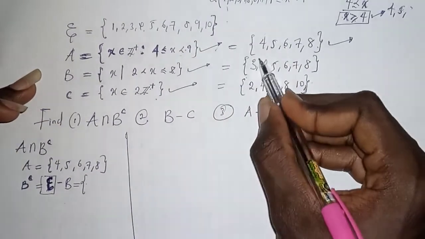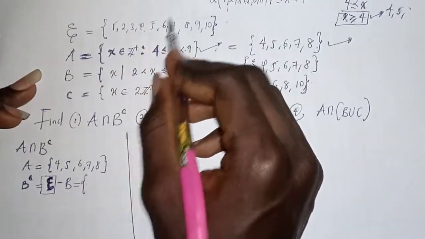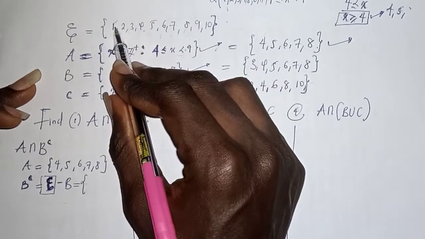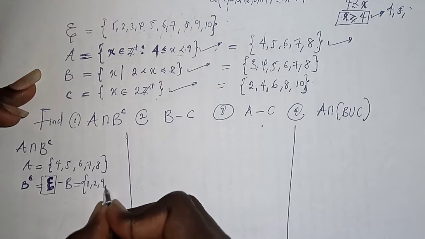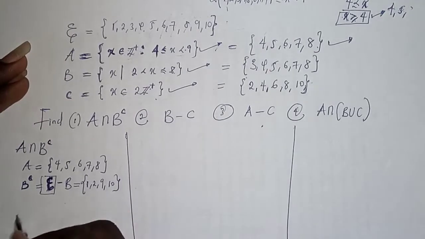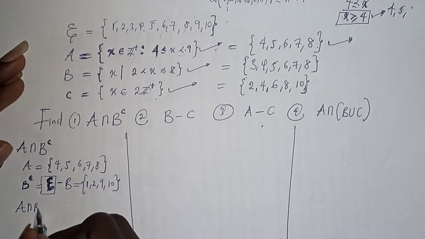Now let's start. You remove 3, 4, 5, 6, 7, 8. Whatever you have left here, what I have left is 1, 2, 9, 10. Do you understand that? So now my final question is, what is A intersection B complement?